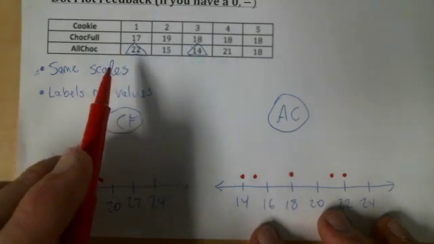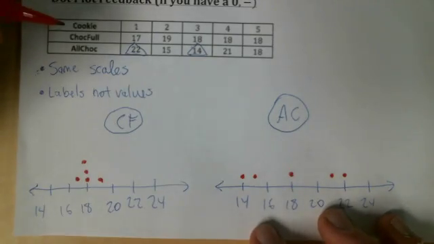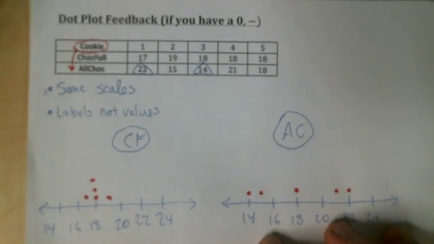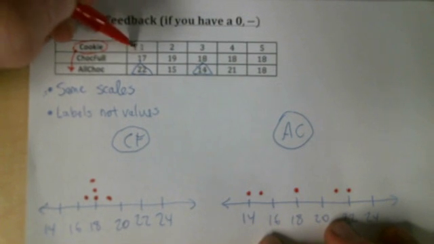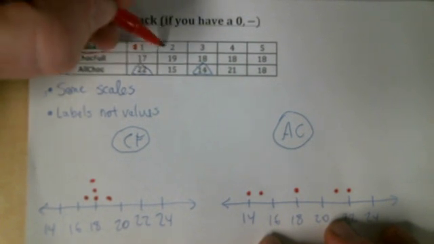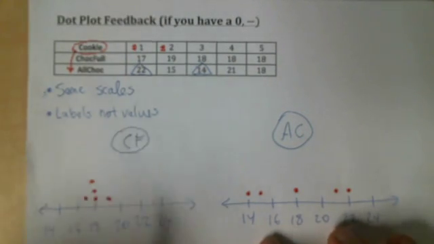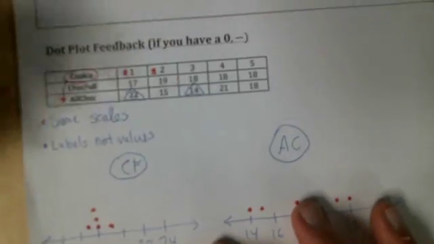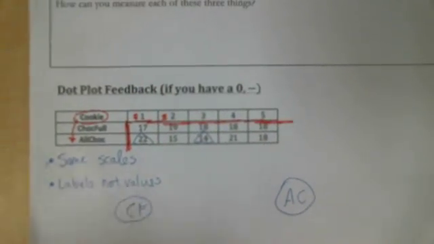The other thing is sometimes you have labels up here, not values. So for example, cookie, this is telling us these two things are types of cookie. So we have cookie number 1 had 17 and 22 chocolate chips. Cookie number 2 had 19 and 15 chocolate chips. It's not telling you this is 1 chocolate chip, 2 chocolate chips, 3 chocolate chips. These are labels. Everything outside of this area are just labels helping us to organize our data. It says nothing about the number of chocolate chips in those cookies. So use this to help you think about how you need to improve your dot plot and what needs to change.